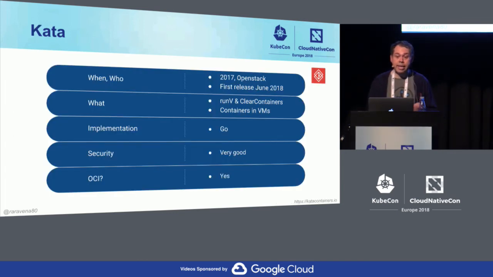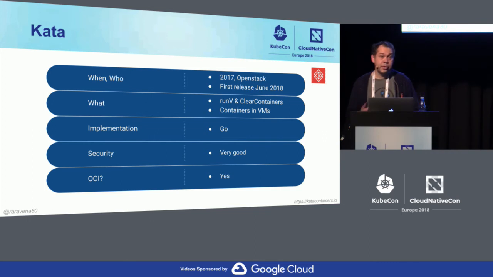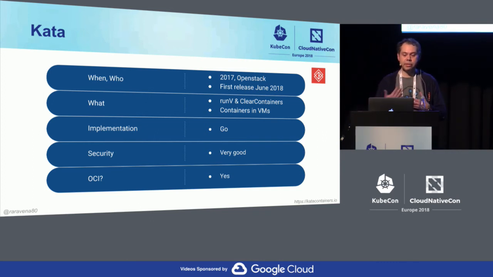Now let's talk about Kata Containers. When did it start? It started last year by the OpenStack Foundation. Its first release is slated for next month. So what is it? It's two projects getting together, RunV and Clear Containers. RunV from Hyper.sh and Clear Containers from Intel. Basically, what they're trying to do is run containers in VMs. Their main implementation is in Go. The security is supposed to be the best isolation. You're running completely isolated in a VM.